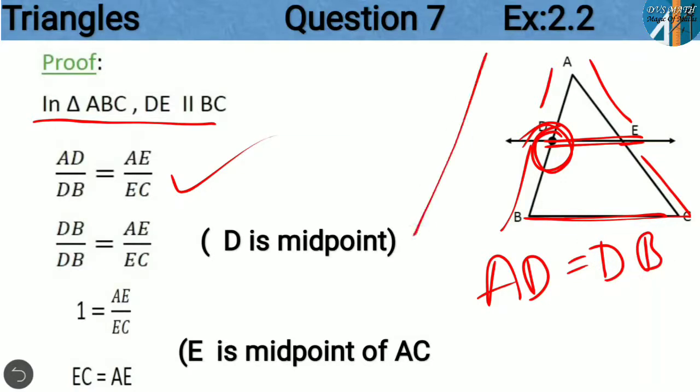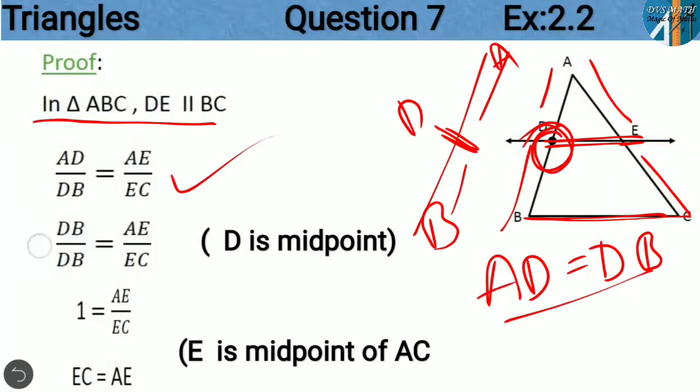This whole side, if we consider a midpoint D in AB, it is dividing it into two equal parts, that is AD equals DB, right? So in the place of AD, I am substituting DB here. So DB by DB is equal to AE by EC. What is DB by DB? It is 1. So AE equals EC.